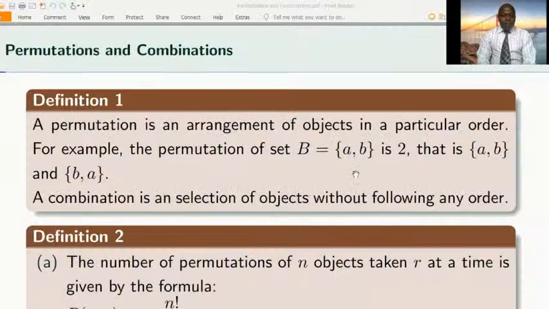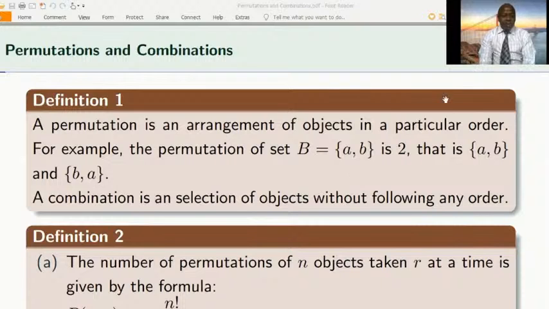Welcome to my class. Today we look at permutations and combinations. We begin by first of all getting to know what a permutation is and what a combination is.